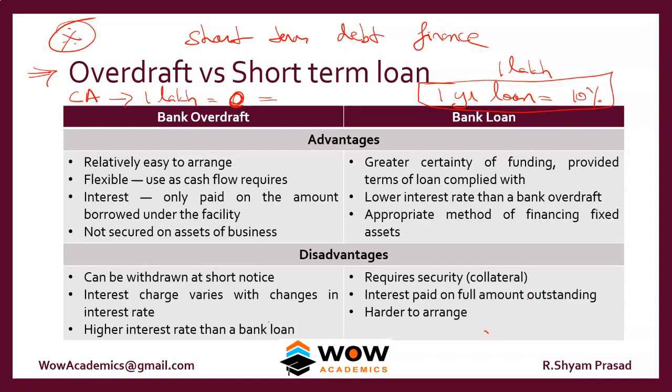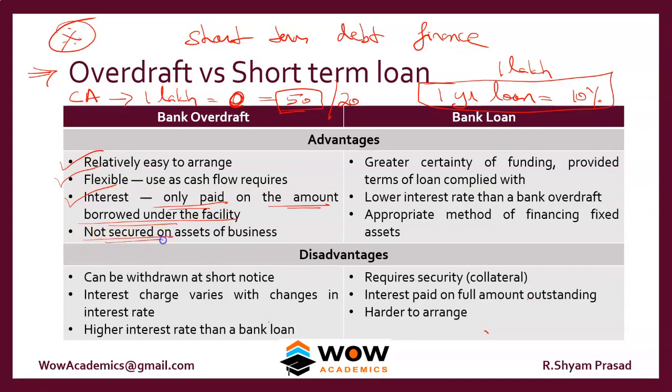What is the advantage of a bank overdraft? It's easier to arrange. It's very flexible. Only when you require a short term bank overdraft, you are going to get it. Interest is only paid for the amount that is borrowed under the facility. For example, in a particular month, only 50,000 rupees is required, so only for that 50,000 rupees the interest is levied. Then next month, you get only a 20,000 rupees overdraft, so only for the 20,000 you have to pay the interest.